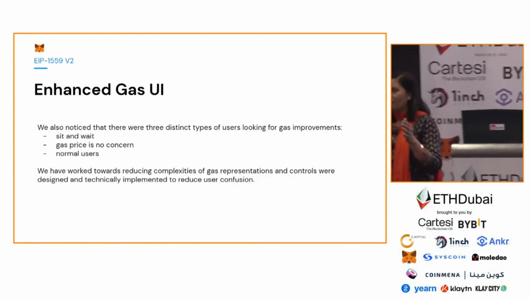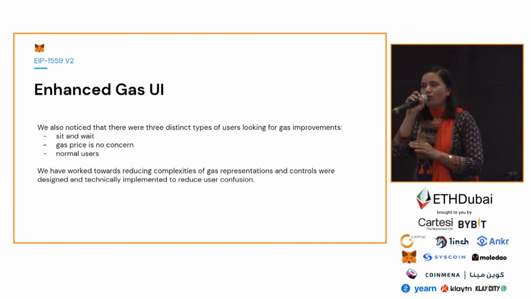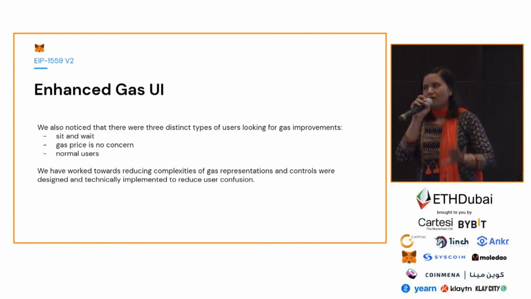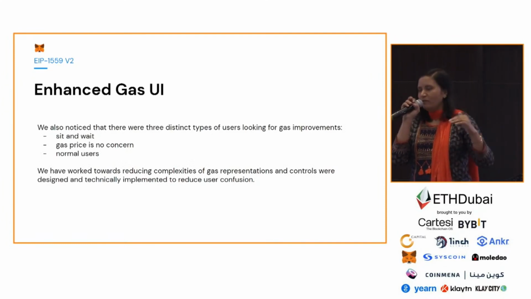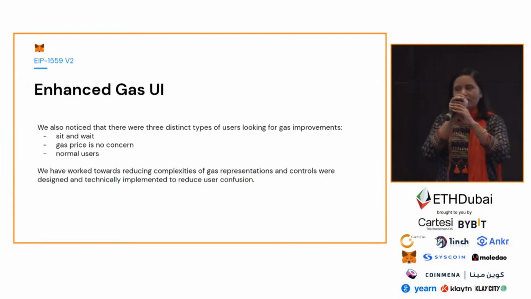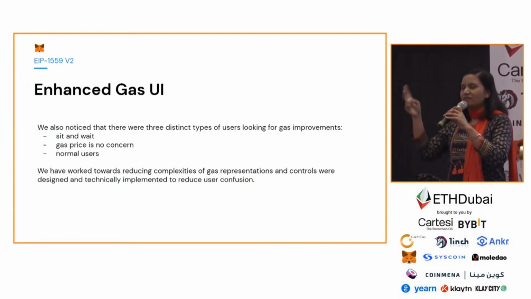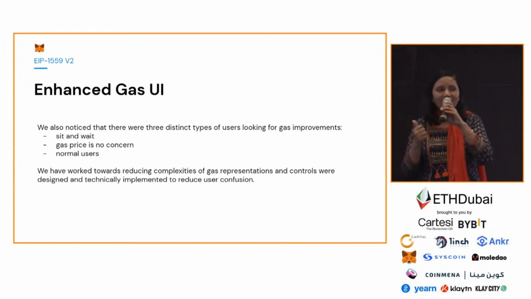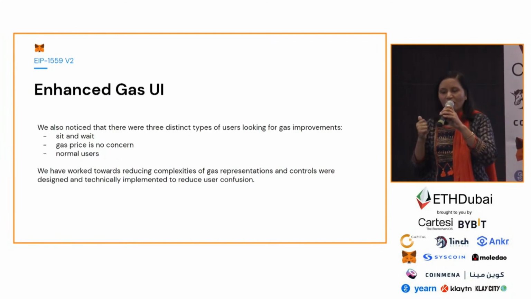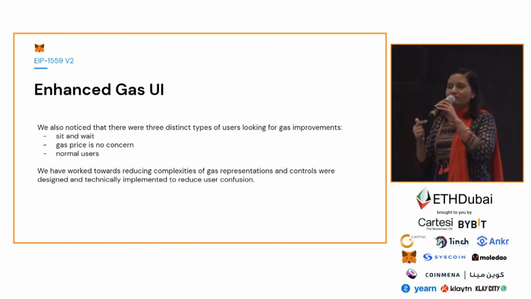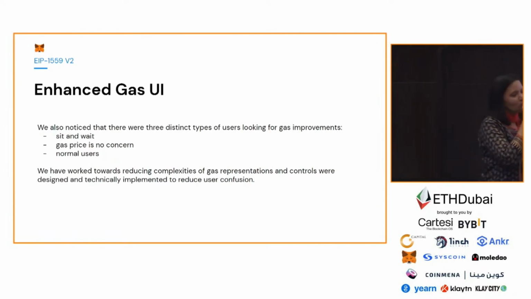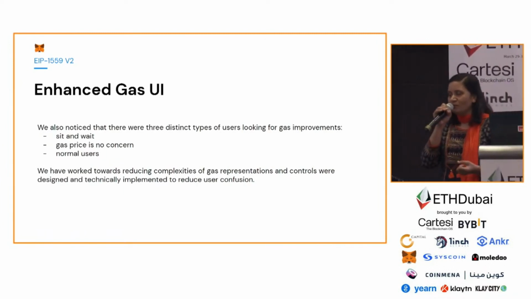We found the gas spikes were there, and typically our users were falling into three categories. There's a category of sit-and-wait users. They don't want to pay high for gas. They're happy to skip the spikes, but their transactions are not time critical. They're happy to wait and not overpay. Then there's a second category of users for whom gas is not a concern. They're happy to pay whatever it takes, but their transactions are time critical, and they want them executed really fast. And then there's a third category of normal user. They will just go with the market trend at that point.